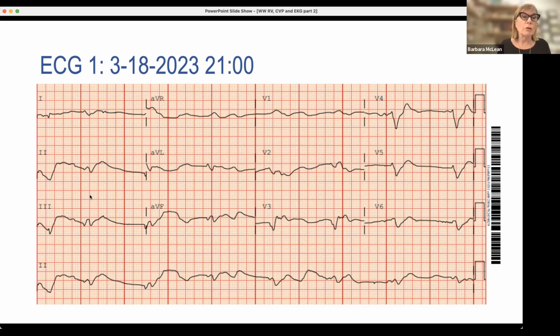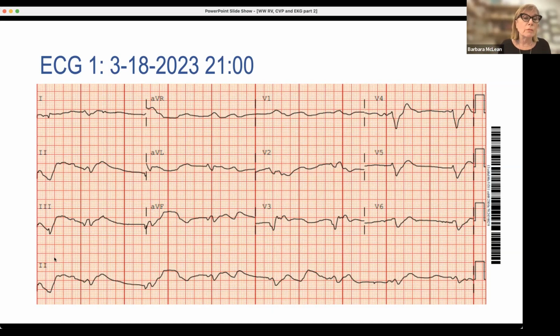Our 12 lead is 1, 2, 3, AVR, AVL, AVF, V1, 2, 3, V4, 5, and 6. And down here, this is extra. Sometimes it's lead 2. Sometimes it might be more than one lead. It could be lead 2 and V1. Those are always good leads to look for P waves in. And a lot of times they're the leads that we're going to do rhythm strips.